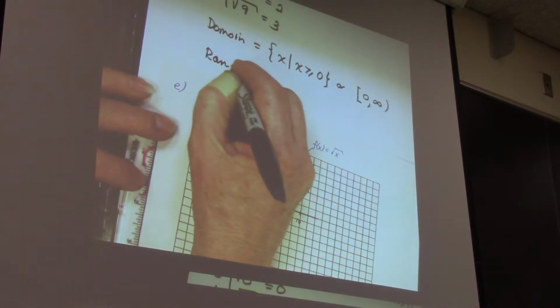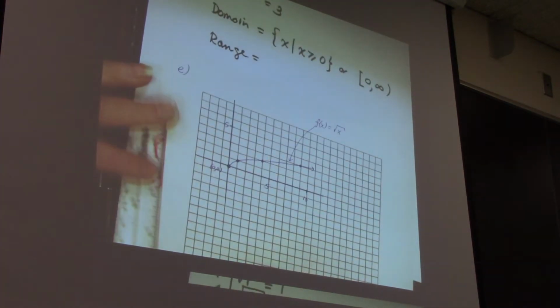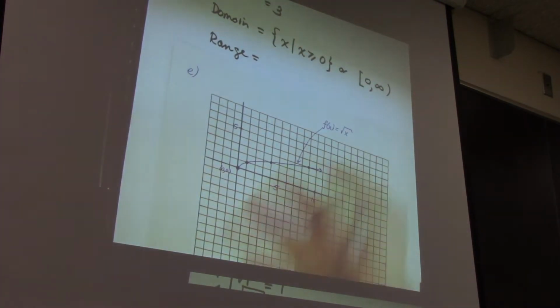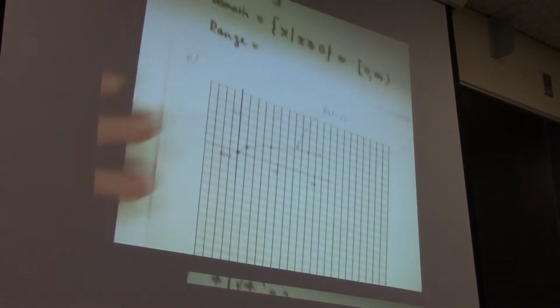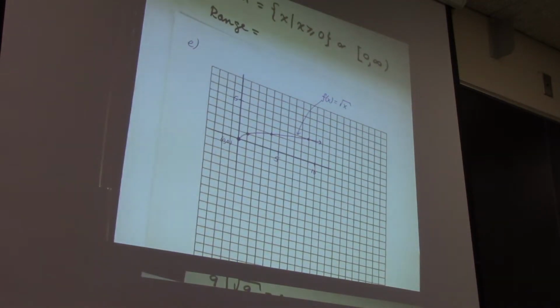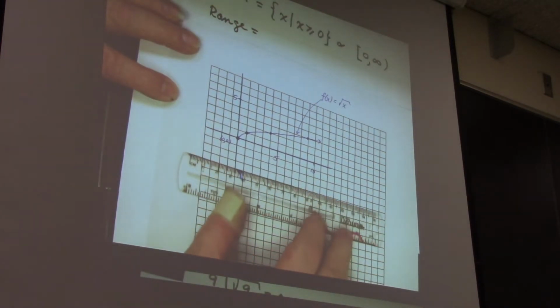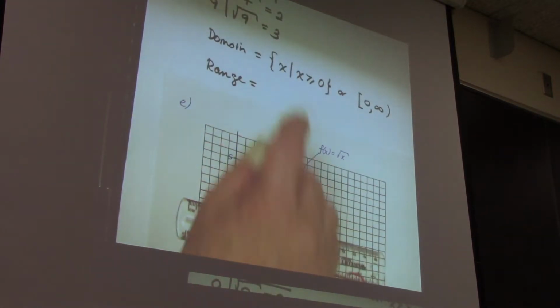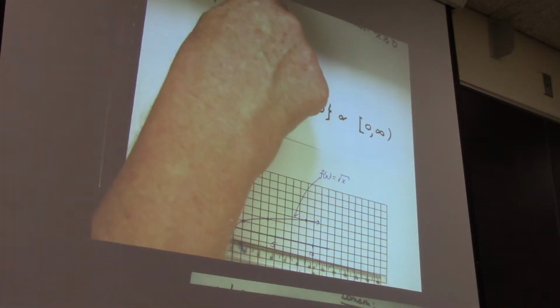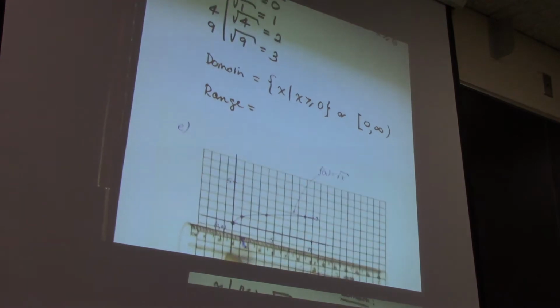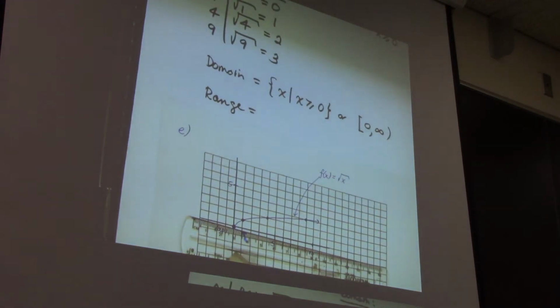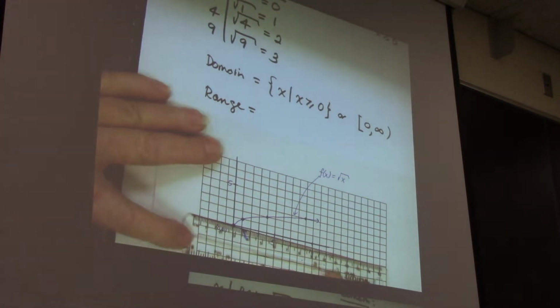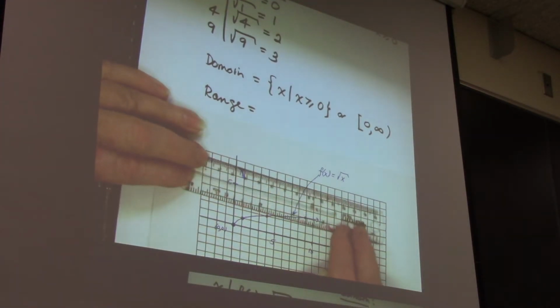Now the range of the function, we couldn't tell that from the function itself, the equation. But what about the range from the graph? Are there any negative y values? No. When you take the square root of a number, you never get a negative number. Sometimes you get 0. The square root of 0 is 0. So y equals 0 is in the range. How far does the range go?